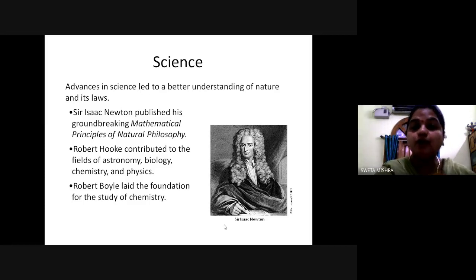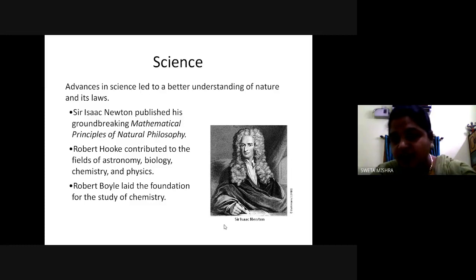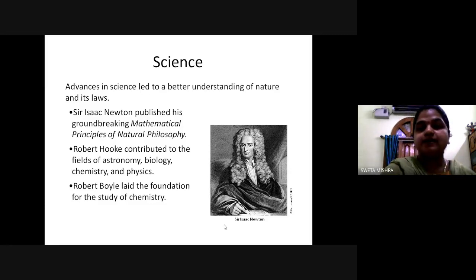So Robert Hooke contributed to the fields of astronomy, biology, chemistry, and physics. These were some major breakthroughs in the field of science. First were Sir Isaac Newton's discoveries and inventions, and then Robert Hooke, who contributed not only in astronomy but also in biology, chemistry, and physics. After that, we know a very famous person, Robert Boyle, who laid the foundation for the study of chemistry. These were some scientific developments that took place during the age.